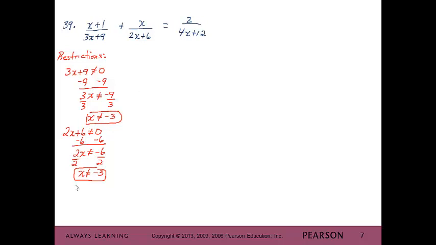And then let's do the last one. 4x plus 12 cannot equal 0. So subtract 12, and we have 4x cannot equal negative 12. And then divide by 4, and we have x, once again, cannot equal negative 3. So negative 3 is our restriction. Then let's continue the problem by finding the LCD.